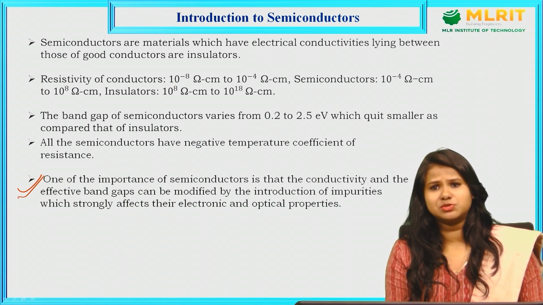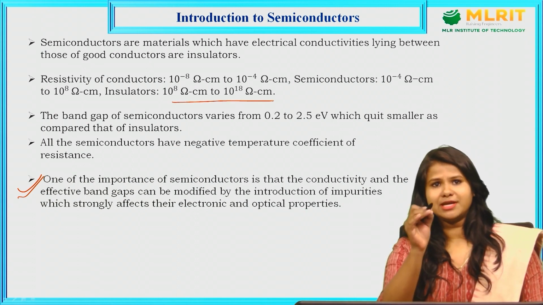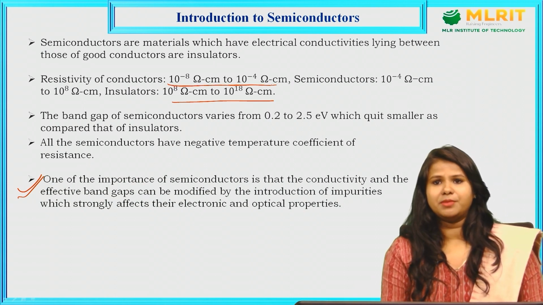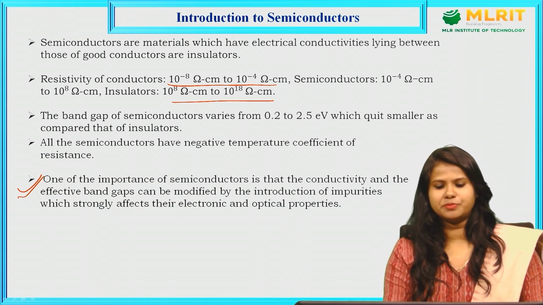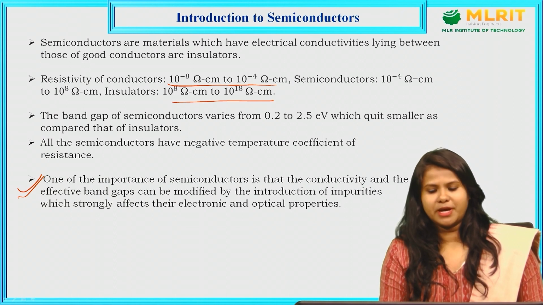And for insulators, the resistivity is 10 to the power 8 ohm centimeter to 10 to the power 18 ohm centimeter. So we can clearly see here that the resistivity of a semiconductor lies between the resistivity of conductors and insulators, which is 10 to the power minus 4 ohm centimeter to 10 to the power 8 ohm centimeter.